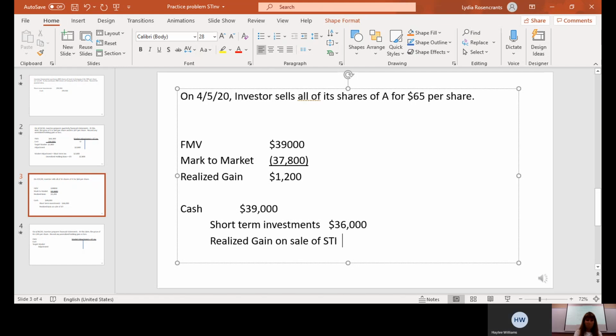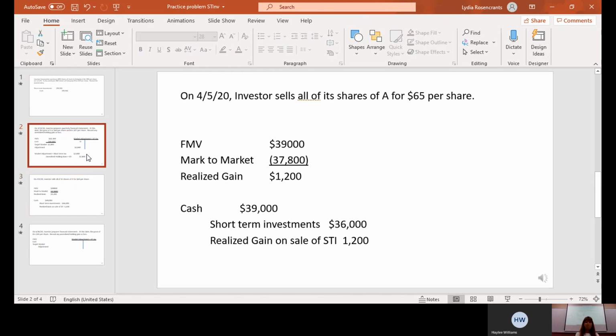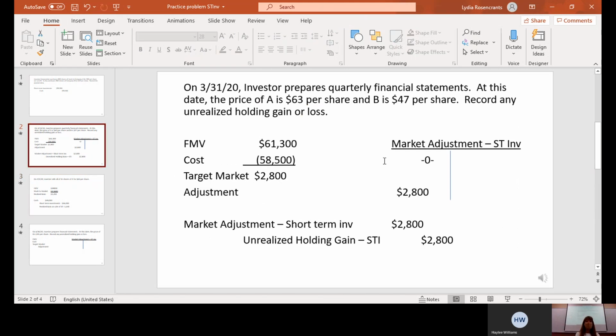And that was $1,200. And that doesn't balance. Okay? So we obviously have to do something else. Well, remember that back on our revaluation here, part of this market adjustment related to A. So we don't want to leave that in the market adjustment account if we're selling A. That doesn't make any sense. We want to take that back out.